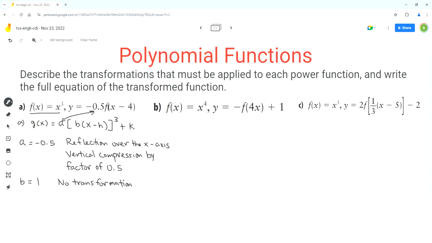The next value is h, and h is the number being added to x or subtracted from x. H is equal to positive 4. There is a negative sign in the given transformation, so that's why h is a positive value. H results in horizontal translation, so there is a horizontal translation 4 units to the right side because h is positive.